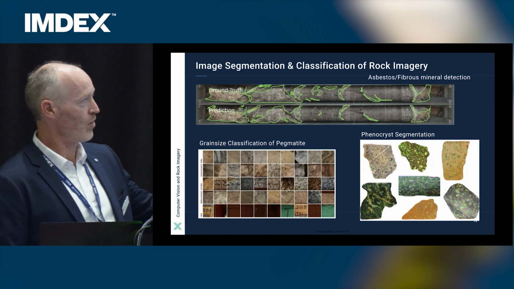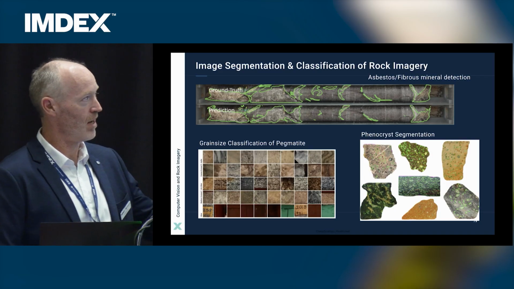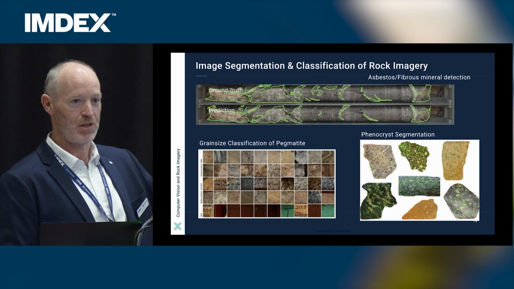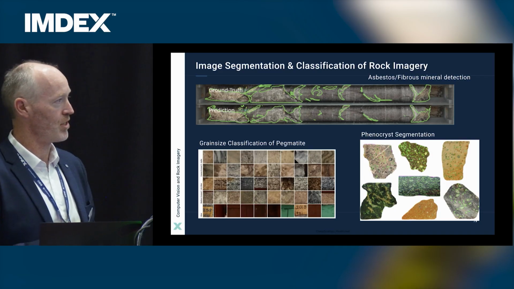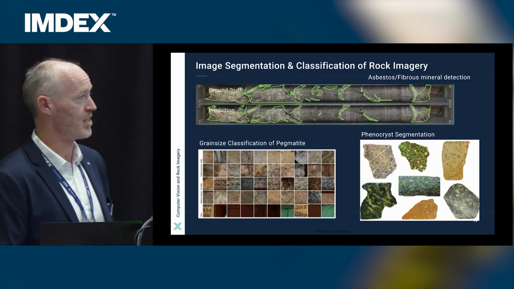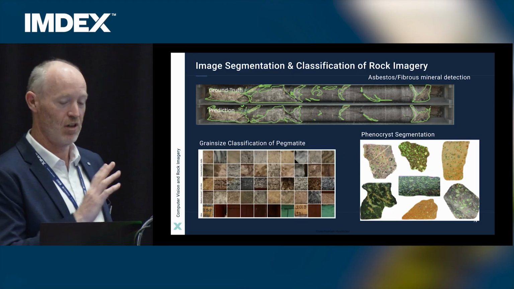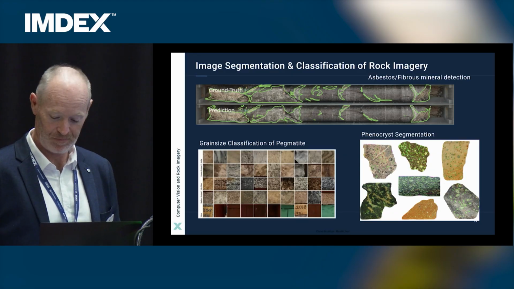This is an example here of grain size classification of pegmatites. And on the right, we took a look at one at phenocryst segmentation. That was actually a project done to try and identify phenocrysts of different types, and then analyse the shape of those phenocrysts to understand something about the depositional setting, the intrusive setting of those volcanic rocks.